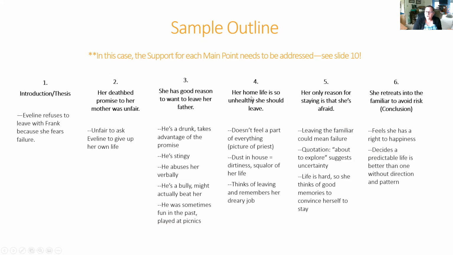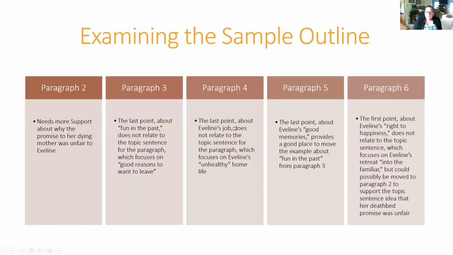Our next main point is how her home life is so unhealthy she should leave. The supporting details we use are that she doesn't feel part of everything. And then we're going to explain why the picture of the priest is important. We're going to talk about how her life is squalor. We're going to look at the dust in the house, all the dirtiness around her. And we're going to talk about how she doesn't even like her job. So the last point about the job doesn't seem to fit.